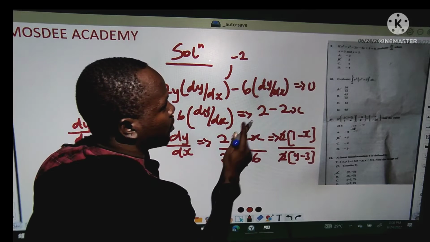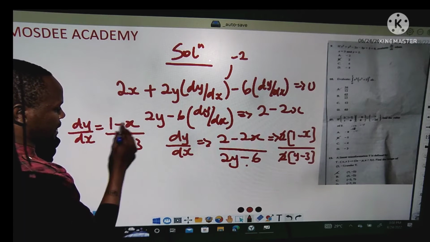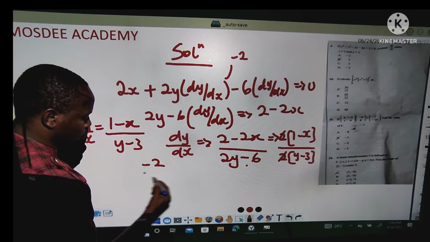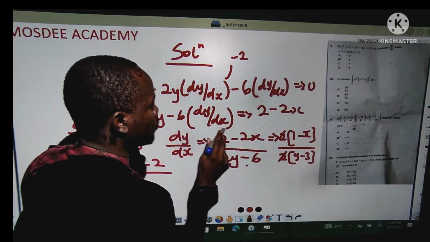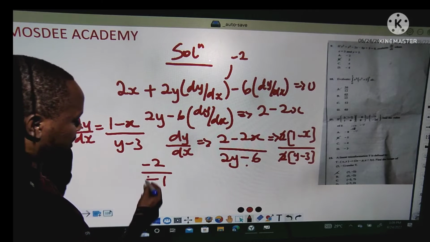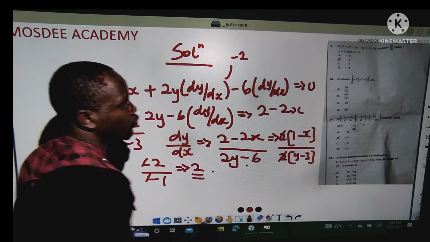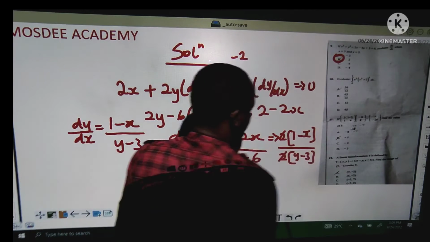So we substitute the values of x and y. x is 3, 1 minus 3 is minus 2, over y is 2, 2 minus 3 is minus 1. I hope I did not make a mistake. Minus gets cancelled out, and the answer to this is nothing but 2. That is correct.